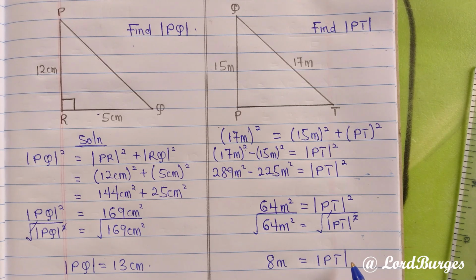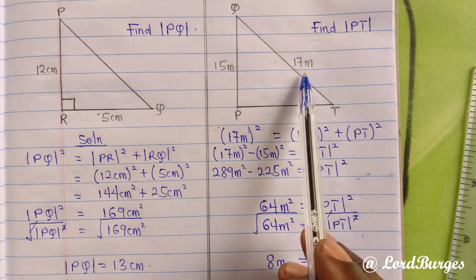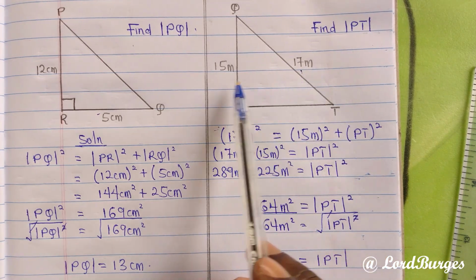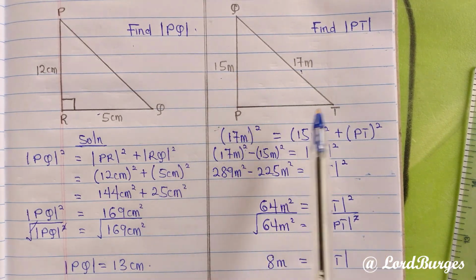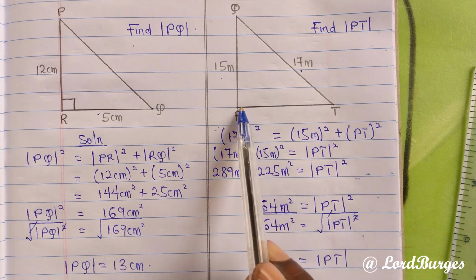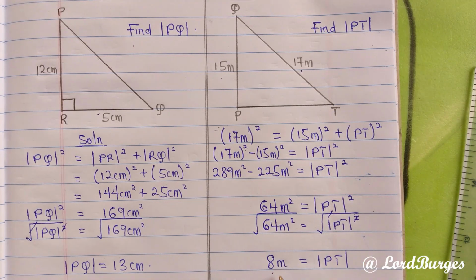So per the drawing we have over there, if you have any right angle triangle where the hypotenuse is 17 meters and the height is 15 meters, then it is obvious the base needs to be 8 meters.